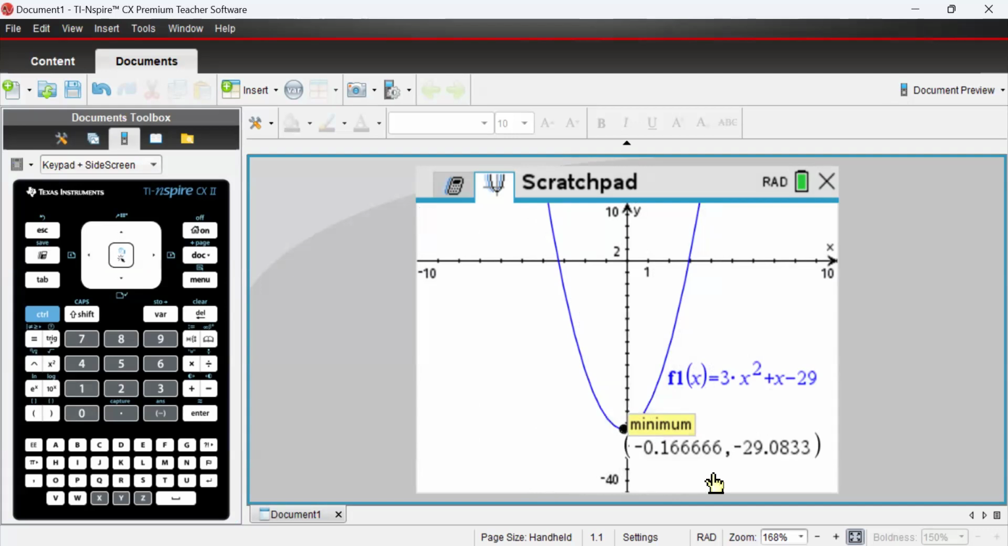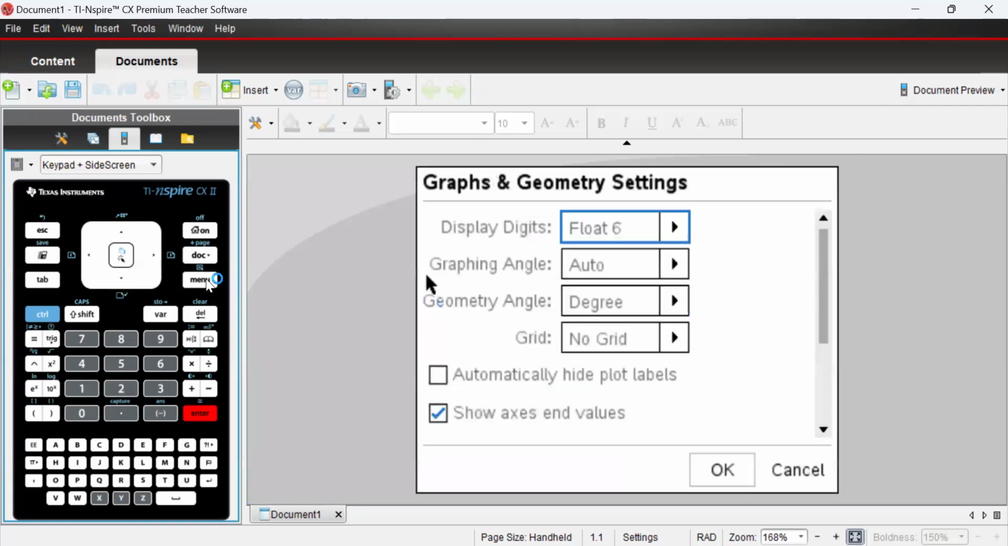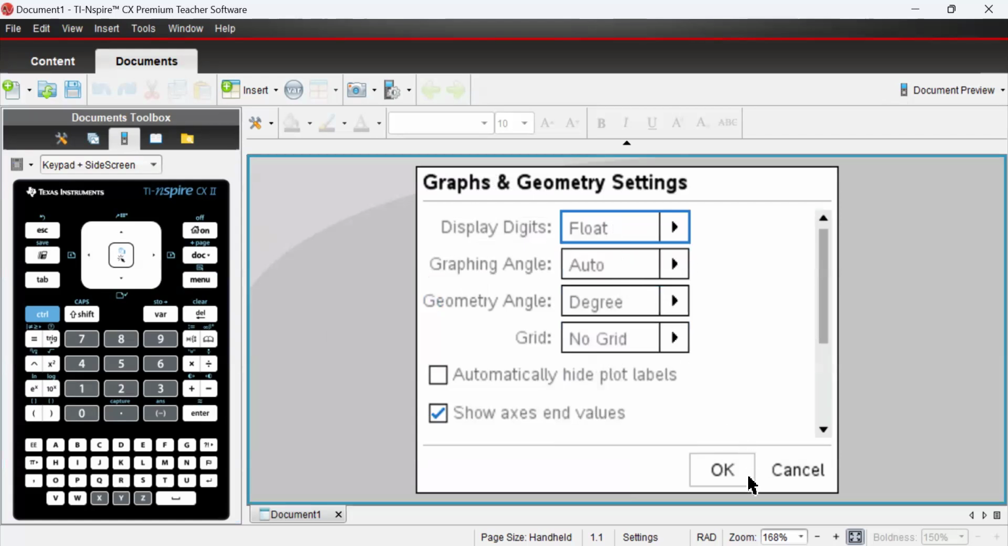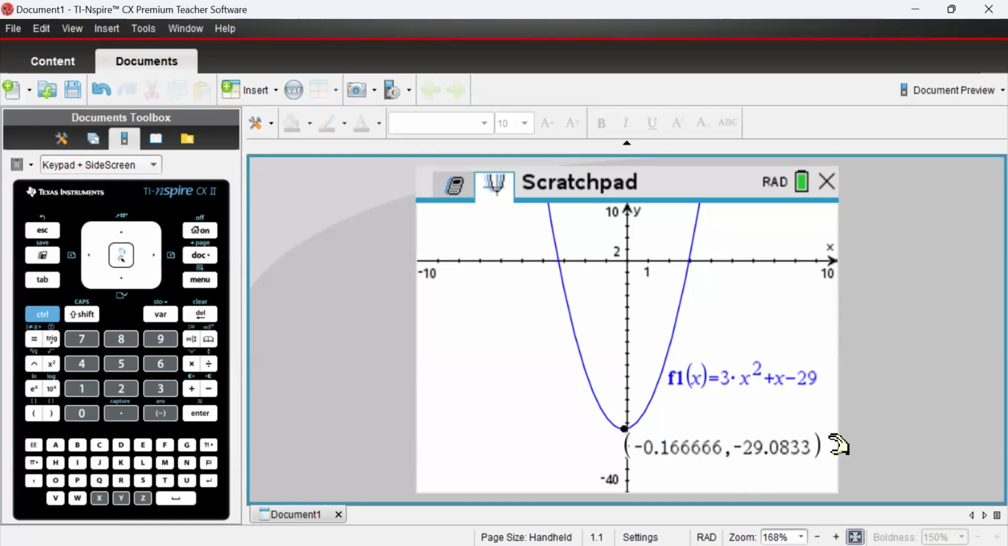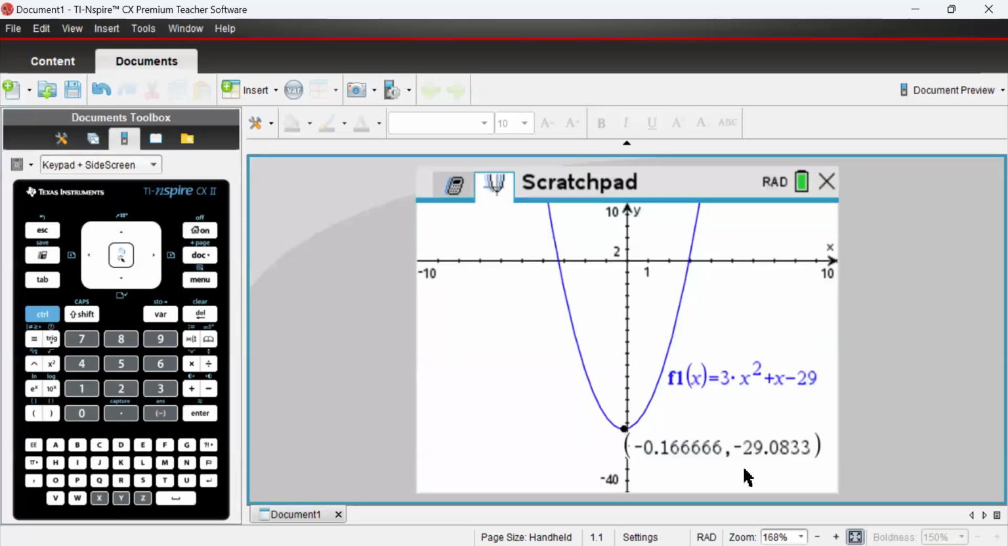And this is going to be a repeating decimal. I'm going to show you, you may only have 3 decimal places. So while you're in the graphing area, you can hit menu, go to settings. It's probably on float 6. Let's just do float without a number. Okay. And that'll give you more decimal places. It may be set to auto, but to adjust the float setting in the graphing area, you have to do that separate. So menu settings and change it to just float without a number on it.